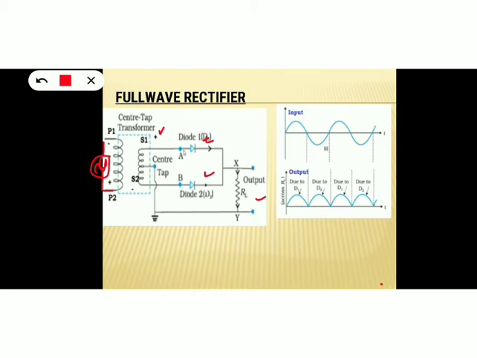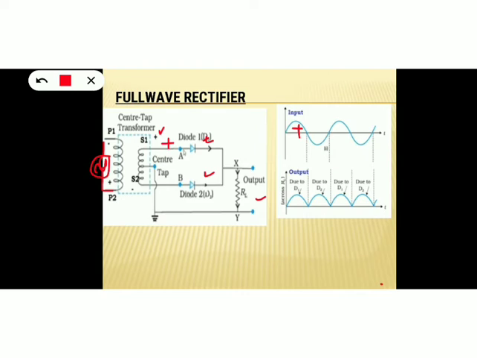Okay, so what is the difference between full wave and half wave rectifier? In half wave rectifier only one diode is connected, but in full wave rectifier two diodes are connected at the output end. Okay, now again let's consider the working as before. First, consider the positive half cycle of AC. During positive half cycle of AC, A is positive with respect to B.